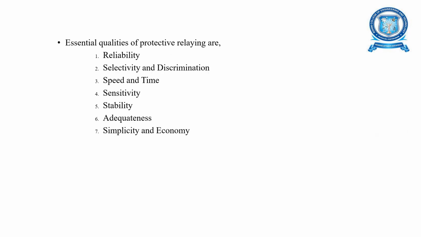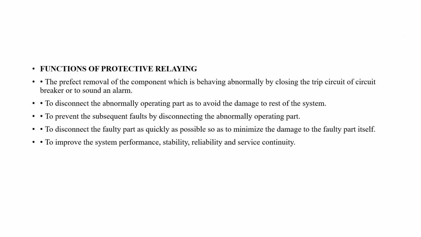Essential qualities of protective relaying are reliability, selectivity and discrimination, speed and time, sensitivity, stability, adequateness, simplicity and economy. The functions of protective relaying are the prompt removal of the component which is behaving abnormally by closing the trip circuit or sounding an alarm, and disconnecting the abnormally operating part to avoid damage to the rest of the system, and to prevent subsequent faults by disconnecting the abnormally operating part, to improve system performance, stability, reliability and service continuity.